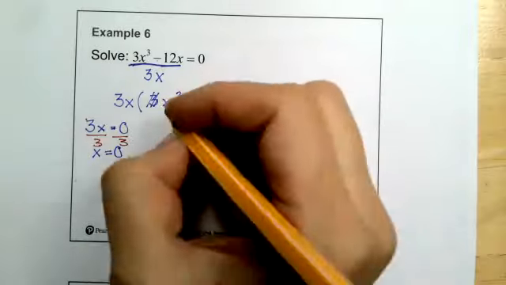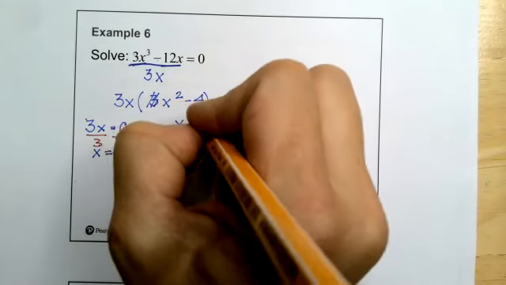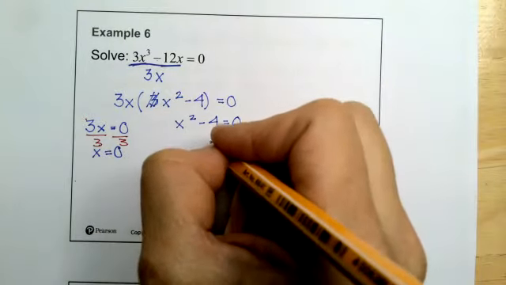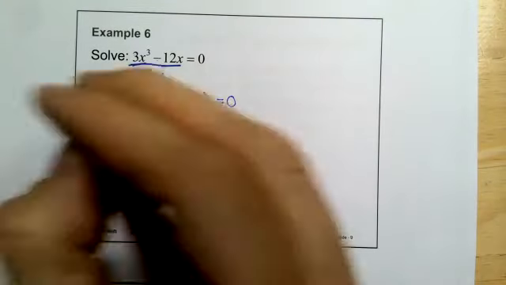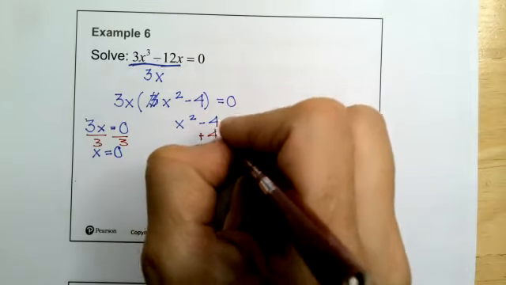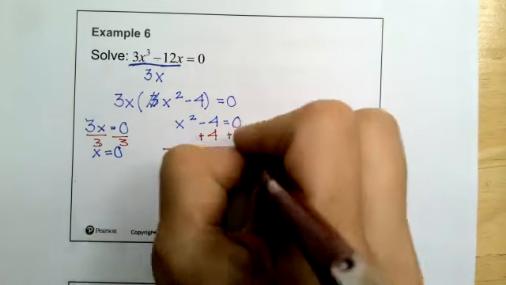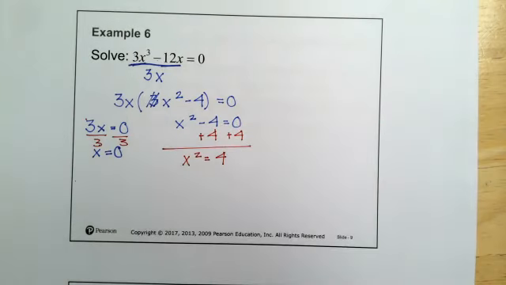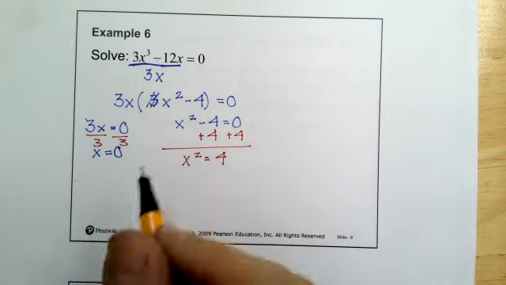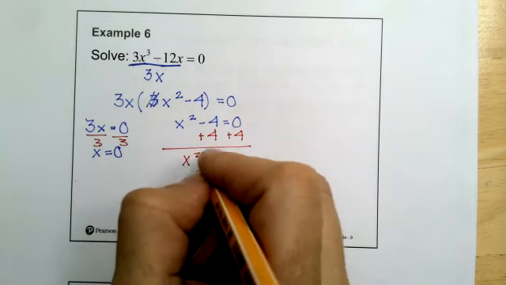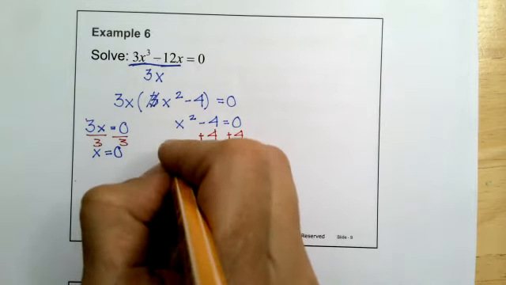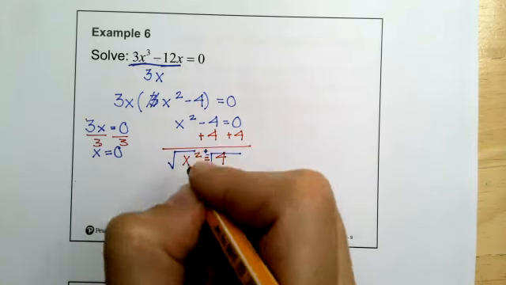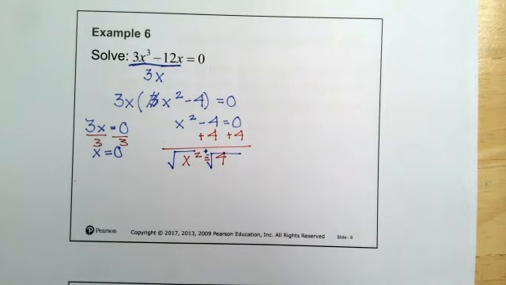Good. And then over here we have x squared minus 4 equals 0. Again, we're just going to solve it. So we're going to add 4 to both sides. X squared equals 4. Good. Okay. Remember, this is squared. Get rid of the squared. You have to take the square root. And anytime you take the square root, you put a plus and a minus in front of those possible answers.